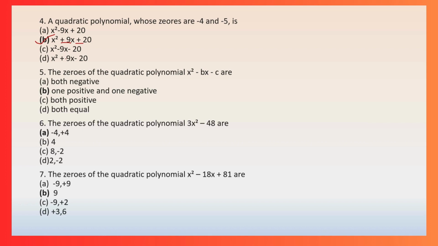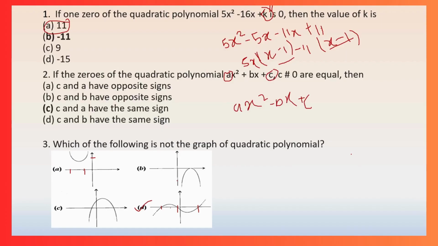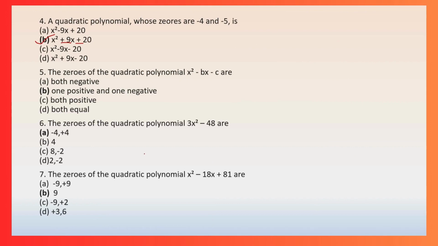So that's how short tricks will help you find the answers to these types of questions. The zeros of quadratic polynomial x square minus bx minus c are... In that case, again we go to the signs. Both signs in the equation are minus, so the signs of the roots will be positive and negative. So one will be positive and one will be negative. This is the answer. It will be very easy when you know the short tricks.